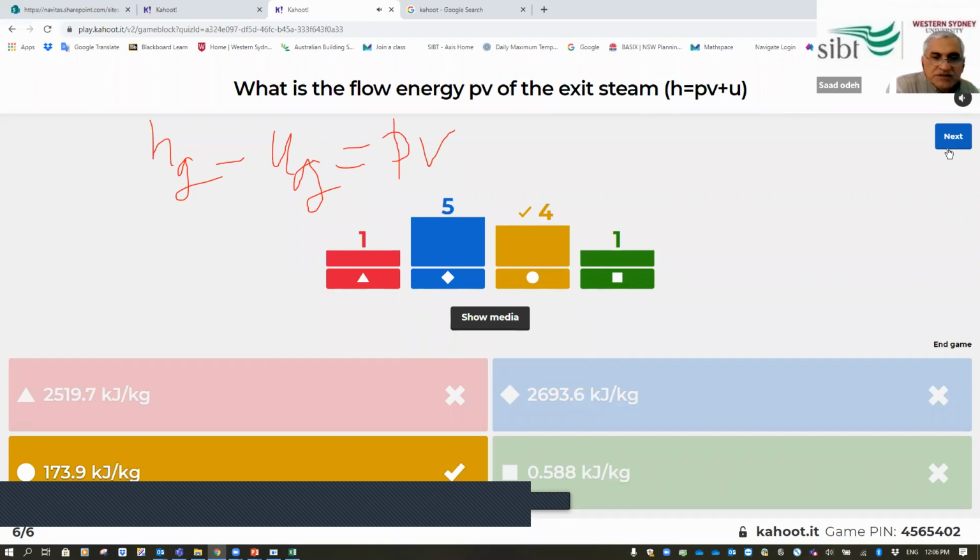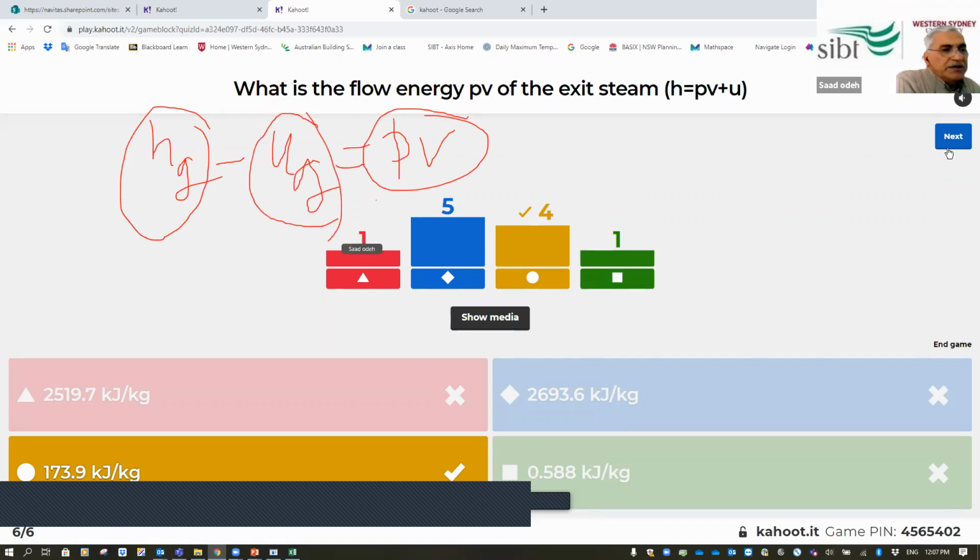Yeah, I know you need to go to steam tables, but this is just to give you an idea. We're going to go back to the question and solve all these things, but this is just to give you an idea how to find the flow energy, which is the PV. You find the HG from the tables, you minus the UG from tables, because at the exit of the cooker, the steam is saturated steam. It's not liquid anymore, it's steam, but saturated steam. So we can find HG and UG, and then the difference gives you PV, which is 173.9.